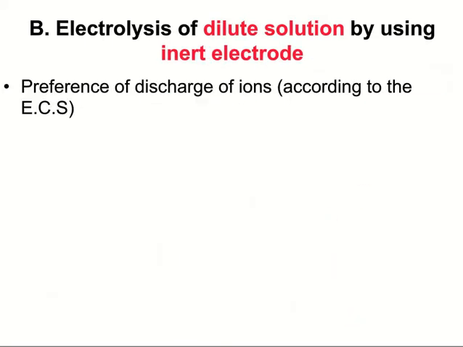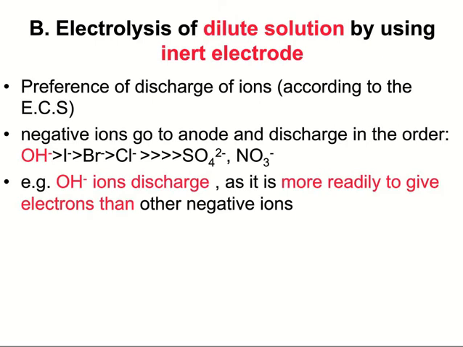By electrolysis of dilute solution using inert electrodes, preference of discharge of ions is according to the electrochemical series. Negative ions go to anode and discharge in order of OH- greater than I-, greater than Br-, greater than Cl-, extremely greater than sulfate and nitrates. So OH- ions discharge as it is more ready to give electrons than other negative ions.